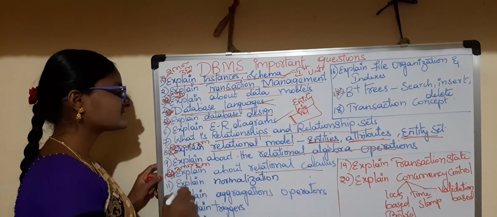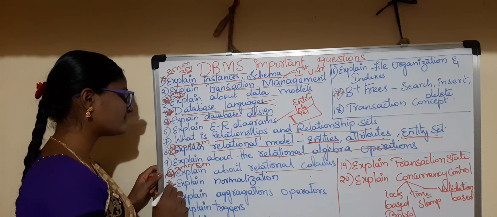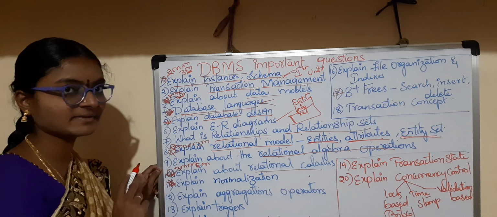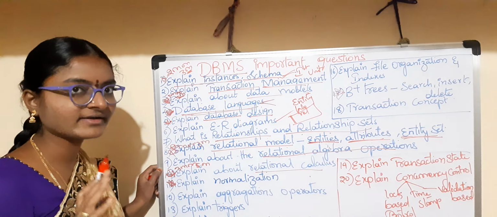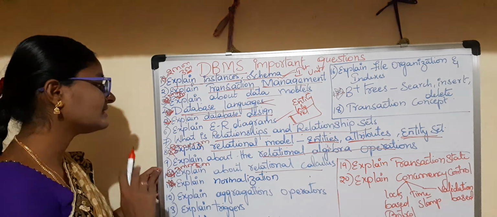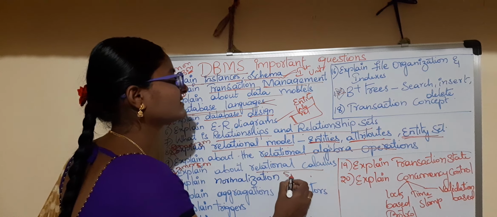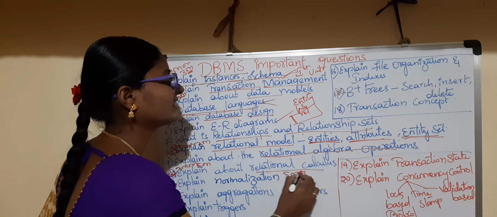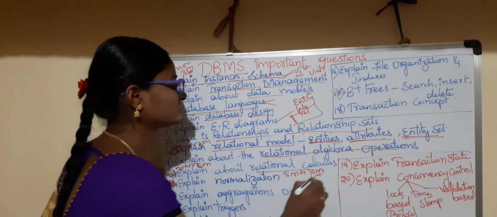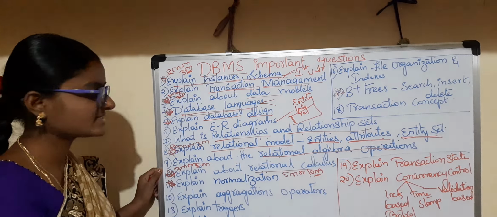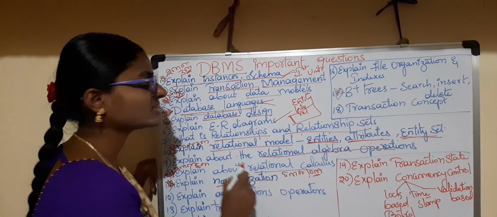Next is explain normalization. It is a damn sure question. You must prepare this question and go for your semester exams. It is very important. It comes as either a 3 marks, 5 marks, or 10 marks question, students. They will ask it compulsorily. What is normalization?